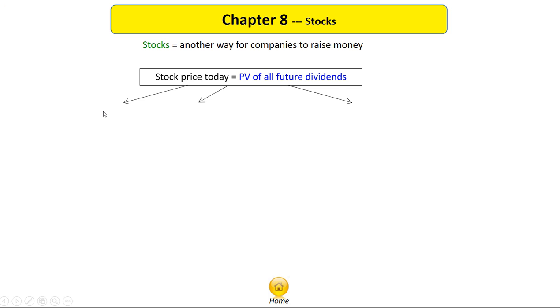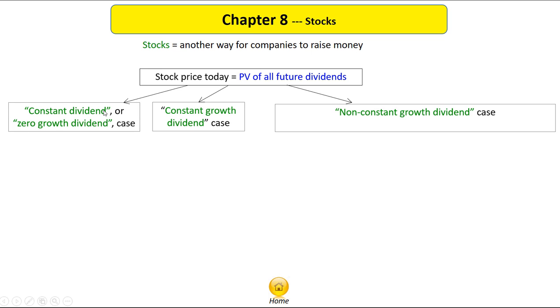Case 1 was called constant dividend or zero growth dividend case. Case 2 was called constant growth dividend case. Case 3 was basically everything else, and we can call it non-constant growth dividend. So no one pattern of future dividends.